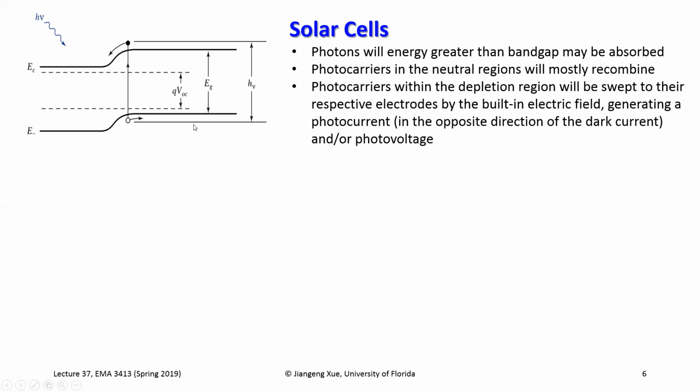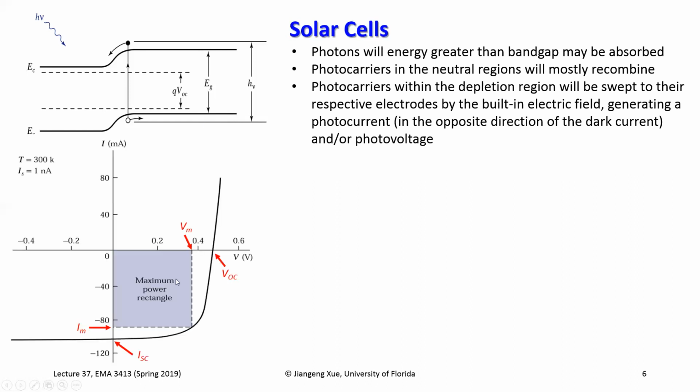Then electrons build up at the N side and holes build up at the P side, which results in a potential difference, so we can have a photovoltage. If you have a load in the external circuit, that will cause a photocurrent. Because the photocurrent is in the opposite direction to the dark current, the IV characteristics now appear in the fourth quadrant. That means we are generating power.